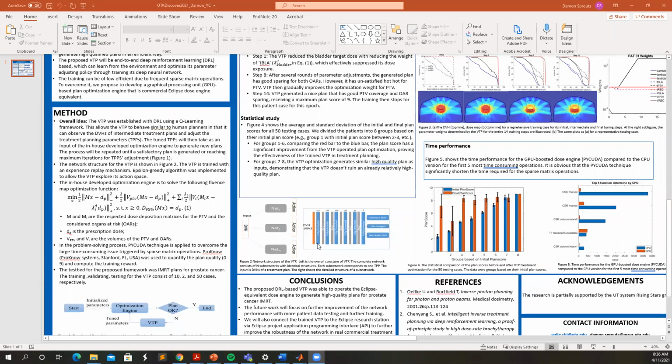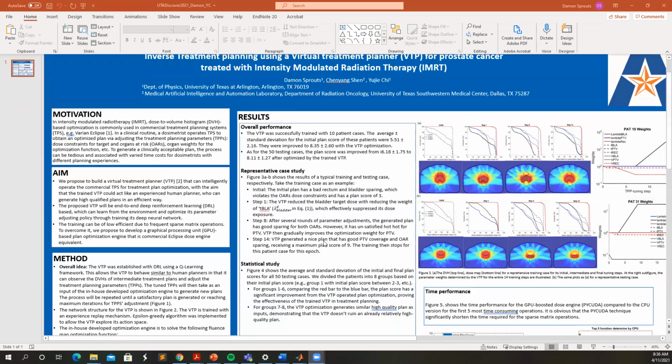The test bed we used was IMRT for prostate cancer. The training, verification, and testing sets for the VTP consist of 10, 2, and 50 cases, respectively. Our initial average score for the 10 training cases was about 5.5, but once the VTP was able to tune, it reached up to an 8, which is almost a perfect score of 9. We quantified the plans using the ProKnow system, which gives a 1 for each dose constraint that is satisfied. There were 8 for the OARs and 1 for the PTV. For the 50 testing cases, we started at a 6 and then went up to an 8.